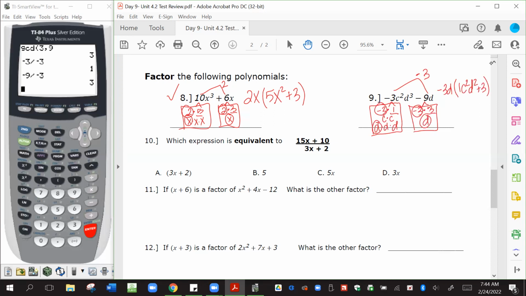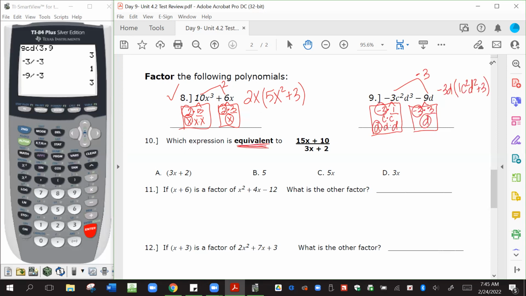Here's the different one. I can't test this in the calculator. I have to trust that I know how to do the math. Because this one has 2 variables in it, I cannot put it in the calculator. I cannot check it. So you're just gonna have to trust that you know how to do the math on this one.